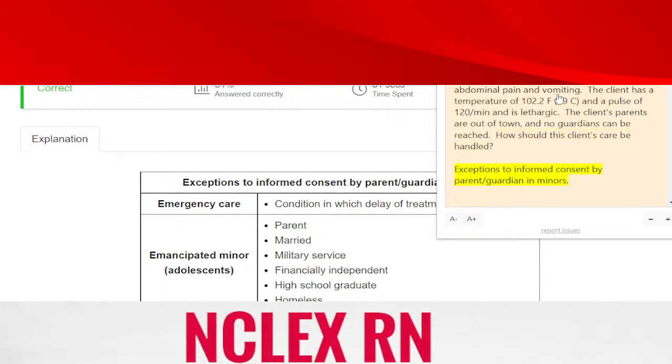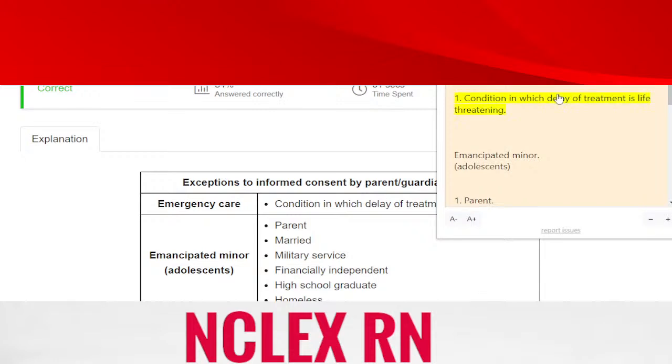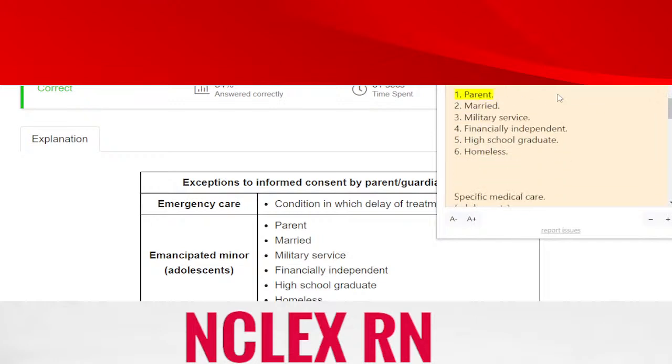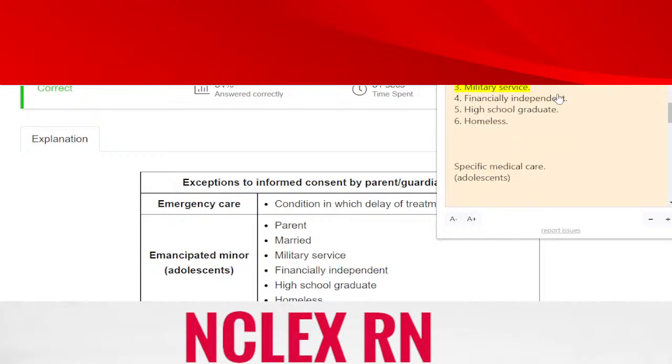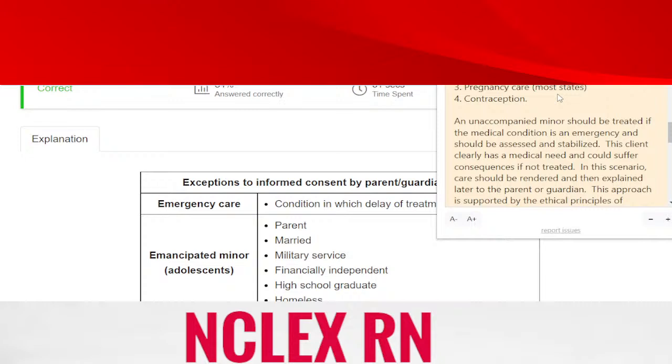Exceptions to informed consent by parent, guardian, and minors. Emergency care: condition in which delay of treatment is life-threatening. Emancipated minor adolescents: 1. Parent. 2. Married. 3. Military service. 4. Financially independent. 5. High school graduate. 6. Homeless. Specific medical care adolescents: 1. Sexually transmitted infection. 2. Substance abuse, most states. 3. Pregnancy care, most states.